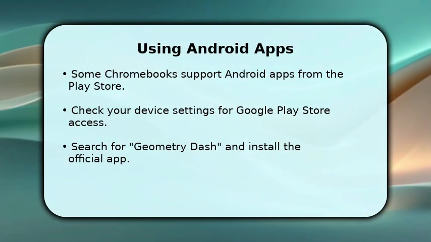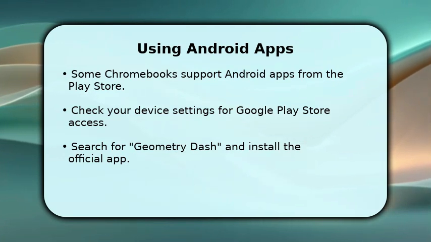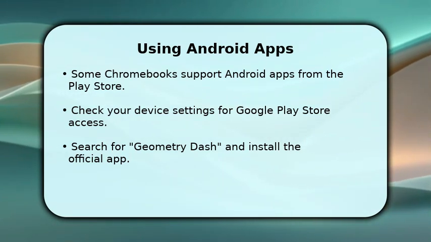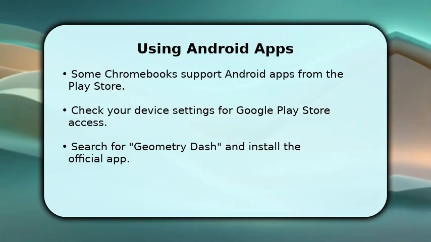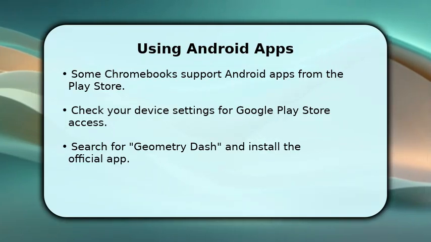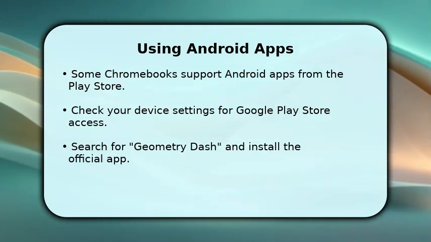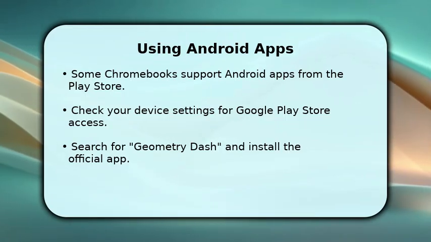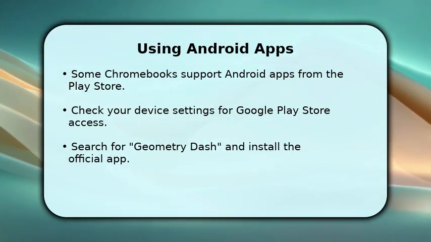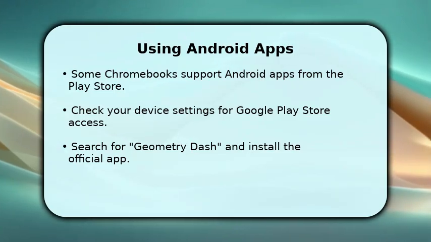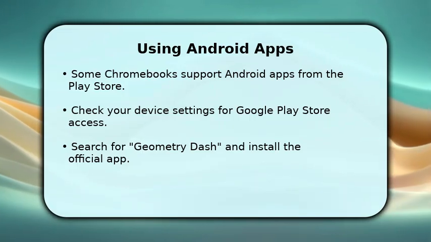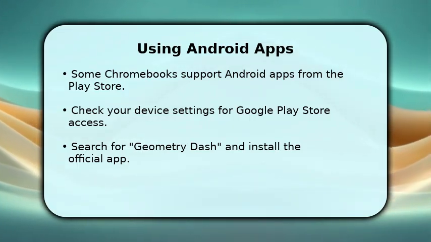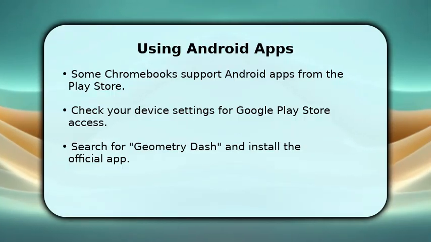If your school Chromebook supports Android applications, you might be in luck. First, check your device settings to see if Google Play Store access is enabled. If it is, you can simply open the Play Store, search for Geometry Dash, and install the official application directly. This method offers the most authentic and complete game experience, often with better performance than web versions. It's a fantastic option if available on your device.